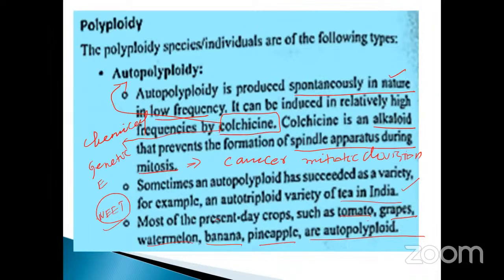You already know polyploidy is nothing but species individuals of the following types. Autopolyploidy means natural modification. Autopolyploidy is produced spontaneously in nature in low frequency. It can be induced in relatively high frequency by colchicine. Colchicine is nothing but an alkaloid that prevents spindle formation. The remaining things we will see in the next class, my dear students.